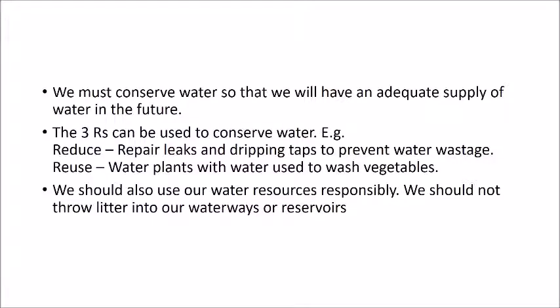We must conserve water so that we will have an adequate supply of water in the future. The 3 R's can be used to conserve water. Reduce by repairing the leaks and dripping taps. Reuse water plants with the water that we use to wash vegetables. We should also use our water resources responsibly, and we should not throw litter into our waterways or reservoirs.